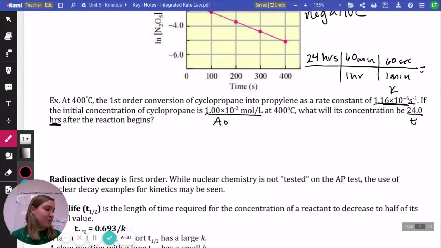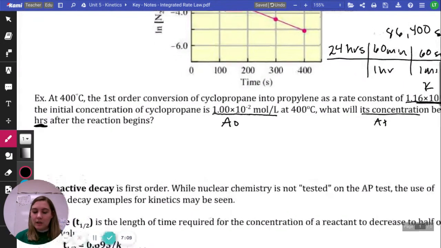So just quickly, we'll plug that into our calculator. 24 hours times 60 minutes times 60 seconds, and I got 86,400 seconds as our time. Okay, so we are looking to solve for our final concentration. That's what it's asking for. So it's like, what is its concentration? That will be our final concentration. So let's go ahead and solve our problem.